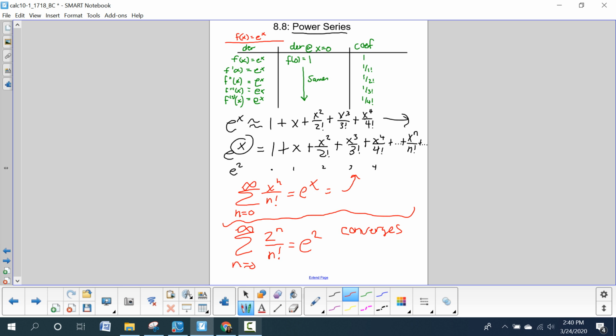So before, we were just kind of telling if something did converge or did not converge. We didn't say what it would add up to, unless maybe it was geometric. Now, if it is a special power series, one that I can recognize, I can see that it converges because it's of the form of the e to the x power series, and I know that it converges to e squared. So that's what power series are good for.